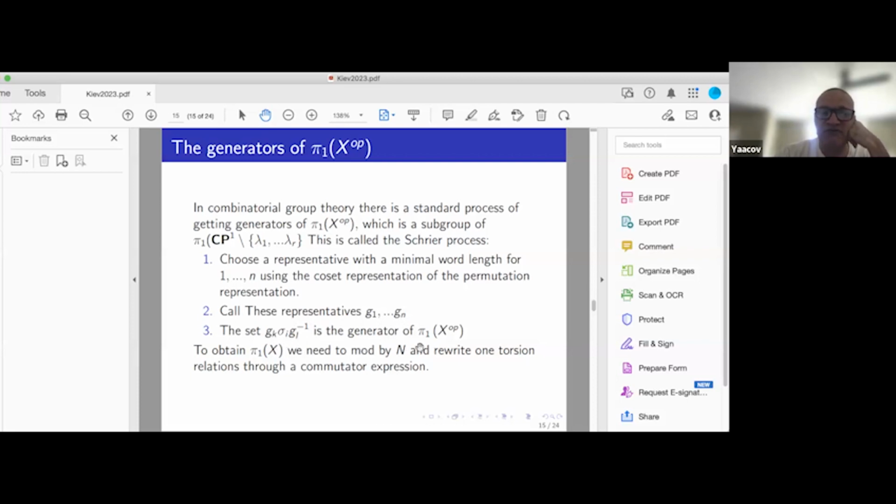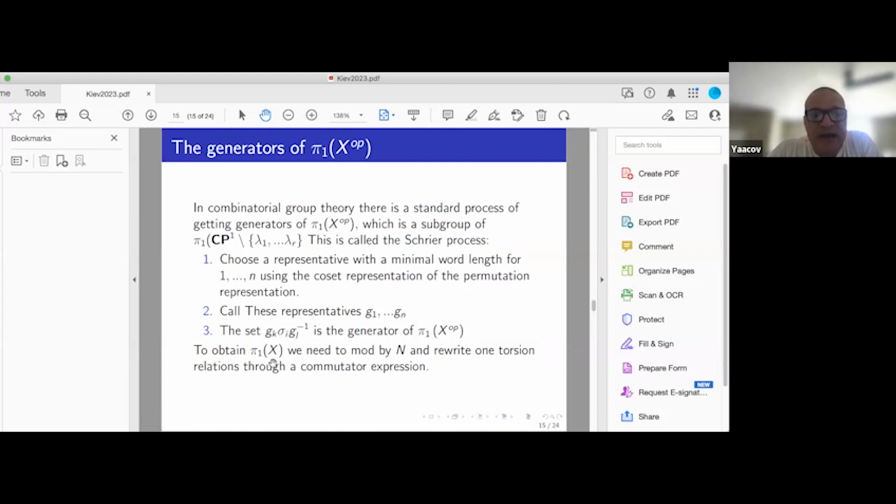This is a generator of pi 1 of x op. And not only that, for every word in pi 1 of x op, you have a very well-defined process for how to write it through these generators. So it's actually a very straightforward process. Pity that it's not taught too often.